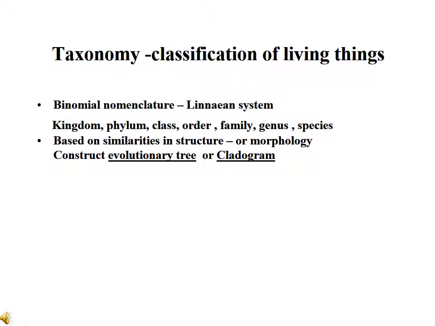If we look at the overall scheme, we recognize that organisms are broken down into a hierarchical system. Kingdoms are broken down into phyla, phyla into classes, classes into orders, orders into families, families into genera, and finally genera into species. And we describe an organism by using the genus and the species in combination. Now, based on similarities in structure, often referred to as morphology, we can construct evolutionary trees, or perhaps we might refer to them as cladograms.